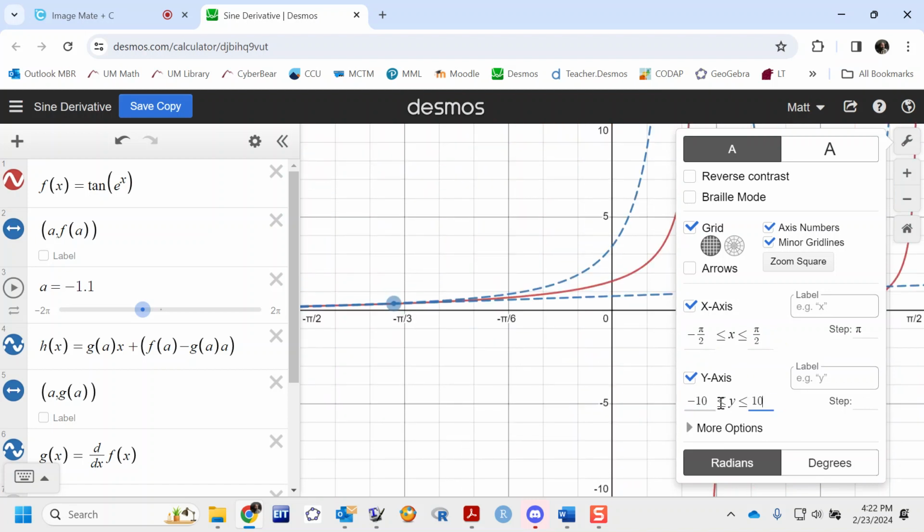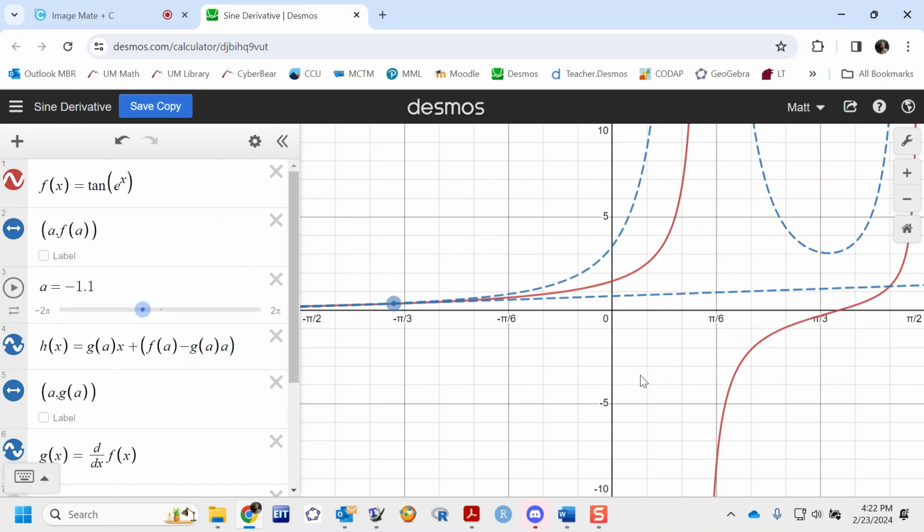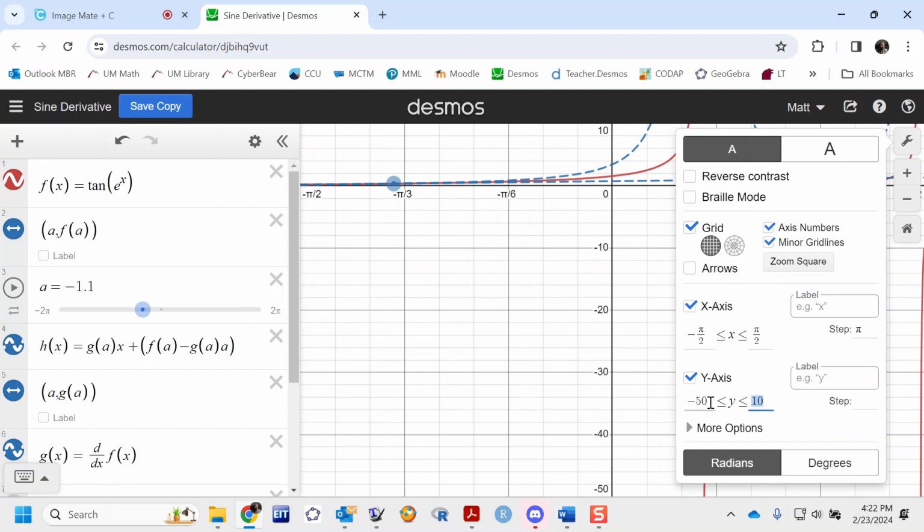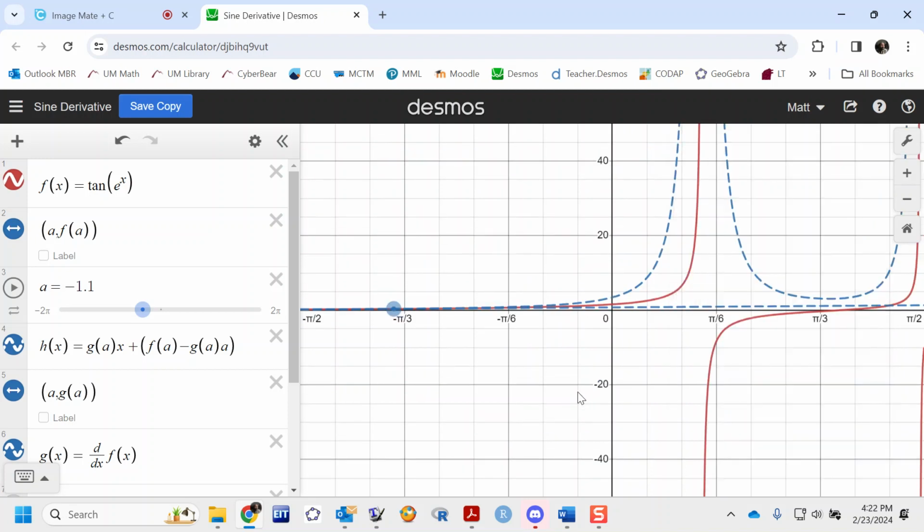Is that going to be enough? I can't tell. Not really. Let's do a little bit more. How about negative 50 to 50? See what we get there. Okay, so now we have something.